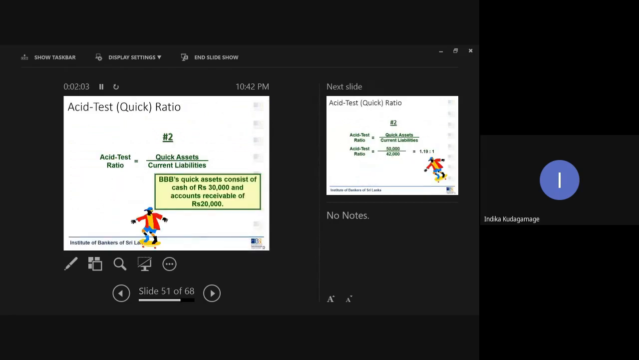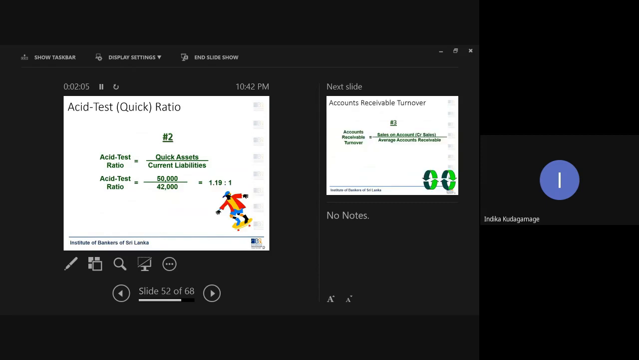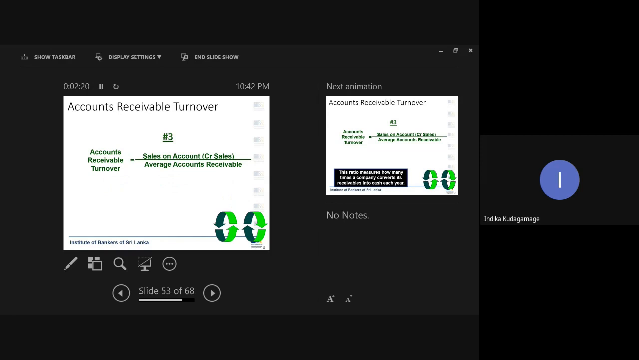So 30 plus 20 divided by 42, it is 1.199. So quick ratio is always less than current ratio. Why? We have taken out the inventory. Then we go to accounts receivable or stock things. Right? These are liquidity, but we term these things as efficiency ratios, right? We term these items as efficiency ratios.